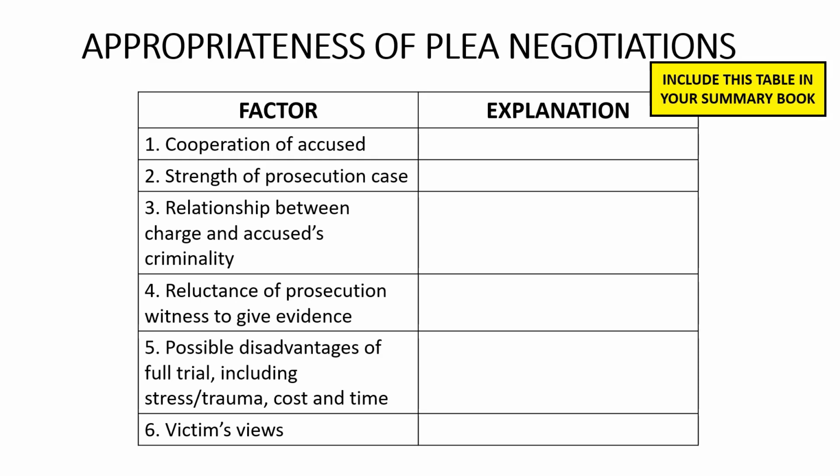Please draw up a table like the table on this slide in your summary book. I've set out the relevant factors in the left-hand column of this table. After listening to my explanation of these 6 factors, you must summarize the explanation for each factor in the right-hand column of this table. Make sure that you leave sufficient room in the right-hand column of your table to summarize this explanation.